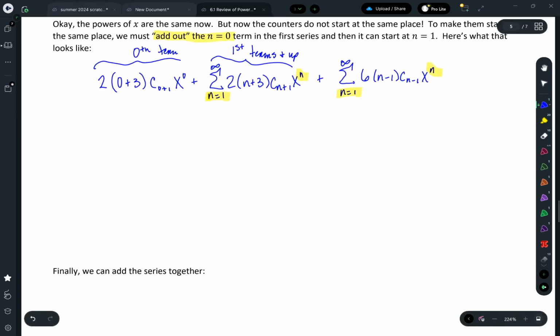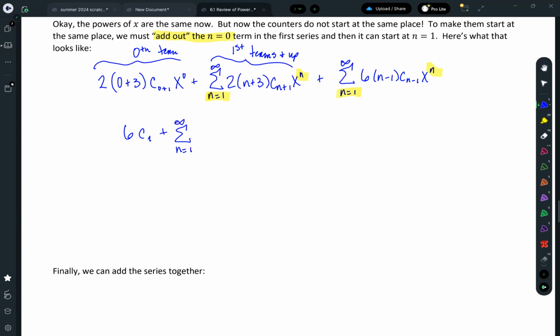I gave way too much room for this. Okay, so what we're going to do right here, I can simplify things just a little bit. This 0th term simplifies to be 6 c sub 1, x to the 0 is just 1. And then I can go ahead and pull out a sum, n equals 1 to infinity because it's the same counter for both. And inside, I have a 2 times n plus 3 c sub n plus 1 x to the n plus a 6 times n minus 1 c sub n minus 1 x to the n.